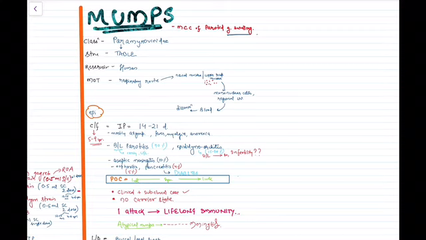Then after classification, we have been studying the same 8 subtopics: classification, structure, reservoir, MOT, then clinical features, then lab diagnosis, then treatment and vaccination, right? This is not a mnemonic, this is just to tell you that we are studying these 8 subtopics so that we can easily recall and write anything which is asked, even from the university exam point of view. So the second is the structure.